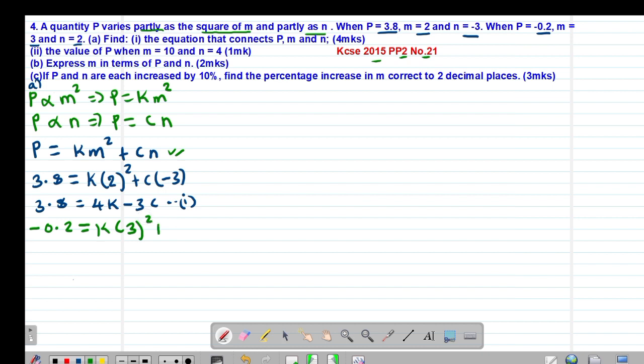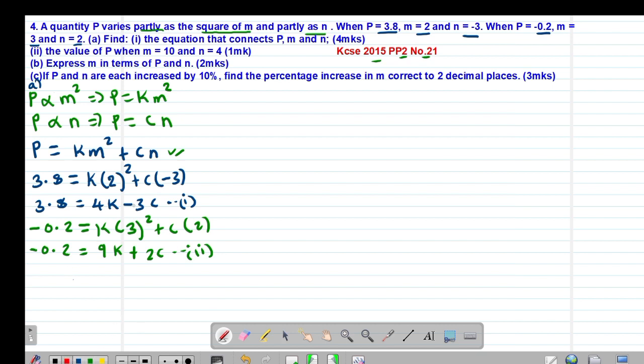Then of course plus C into N. The value of N is positive 2. So this is negative 0.2 being equal to 3 squared, I'll get 9. So this will be 9K. Then of course plus 2C. So this will be my second equation. Then I'm going to use elimination method to find the values of K and C.